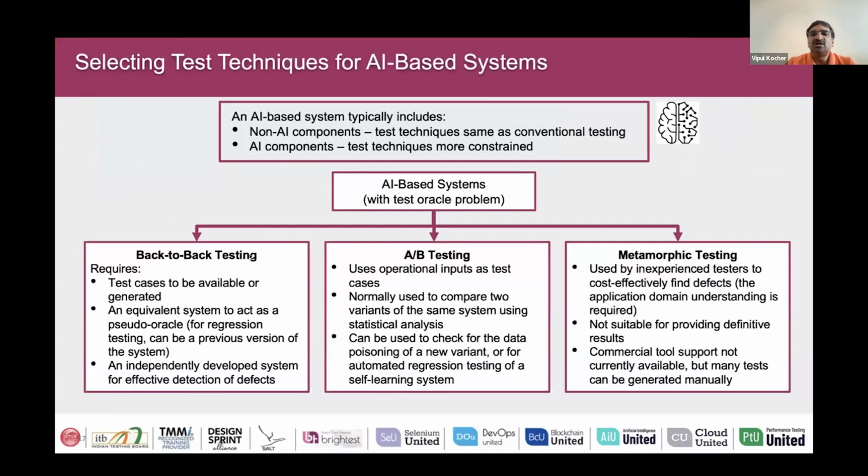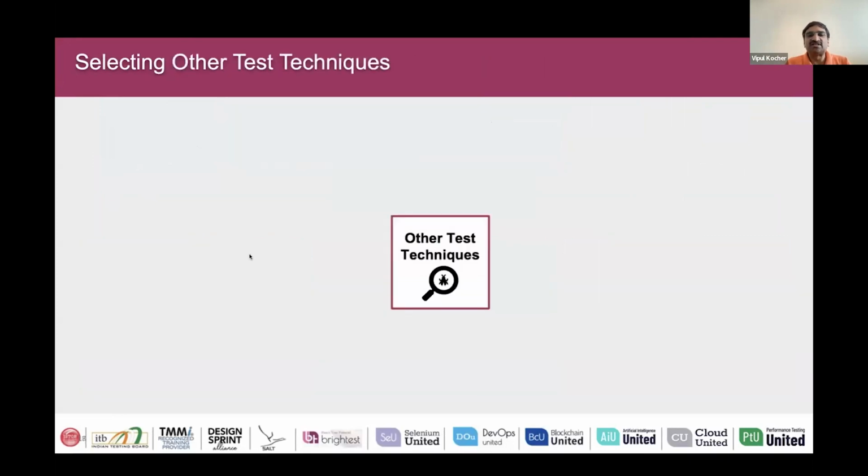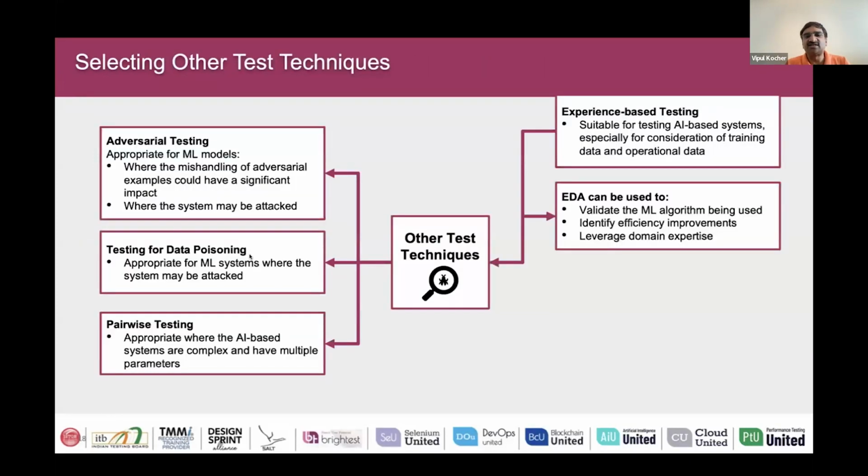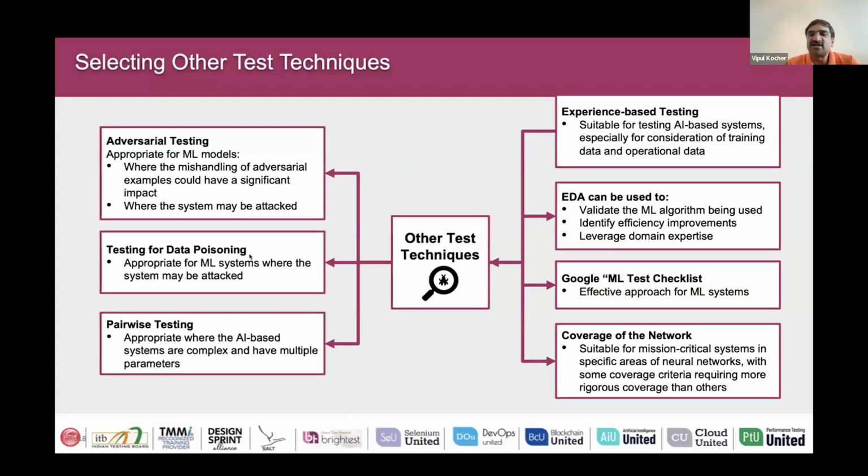Now, when do you do these three testings? Metamorphic testing, A/B testing, and back-to-back testing. Back-to-back testing when you have a pseudo oracle available. Metamorphic testing when it is possible for you to determine the input-output relationship, and A/B testing when you have a past version available and you compare it with the new version or something of that sort. So you can select test techniques. As I said, there are other techniques also. Take a look at adversarial testing, and I'll give you an example of adversarial testing very soon. There is also data-wise testing, experience-based testing, exploratory testing, and you can also do pair-wise testing and so on.